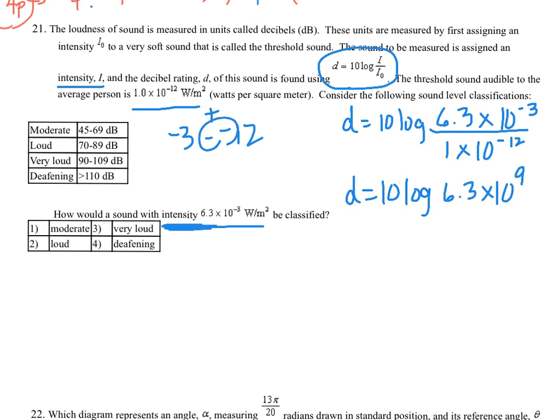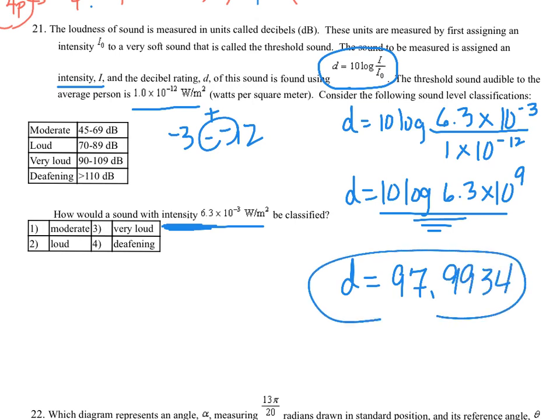Now, this I can just put right in my calculator. When I hit 10 log 6.3 times 10 to the 9th, I got 97.9934. And if you look at this value right here, you will see that it fits into the very loud category, which is choice 3.